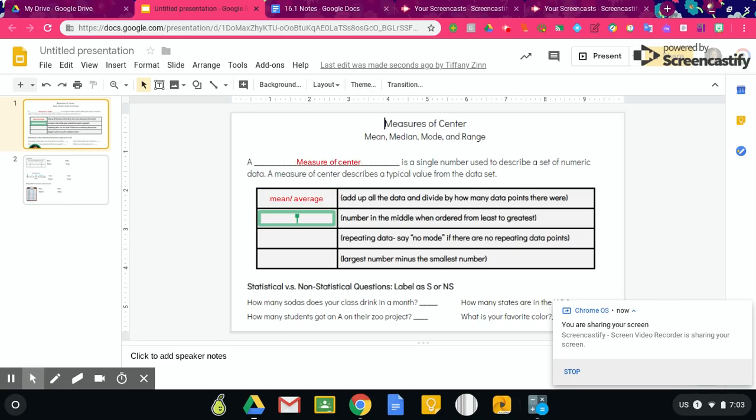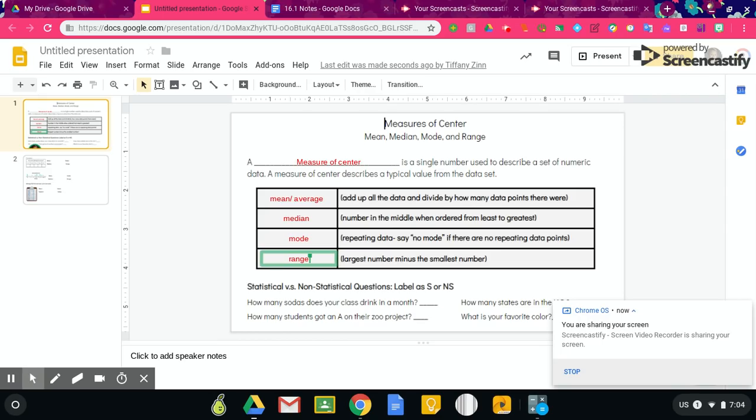And then the next one, we've got the number in the middle when they're ordered from least to greatest, and that's pretty simple. It's the median. When you think of a median, it kind of sounds like middle. The next one, it says repeating data, and that's called the mode. And if there is no repeating data, if there's not a single number that repeats itself, you have to literally say no mode. And then the next one is range, and that just tells you how far your numbers range. So you take the biggest number in the data set and you subtract the smallest number.